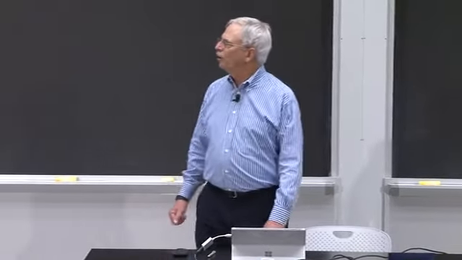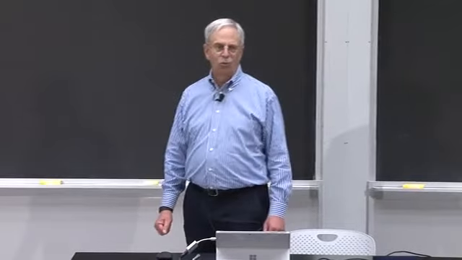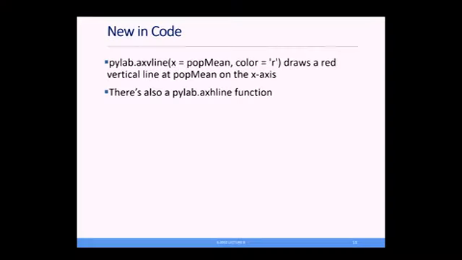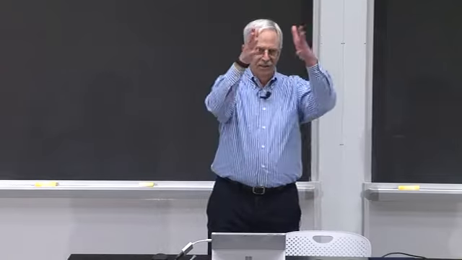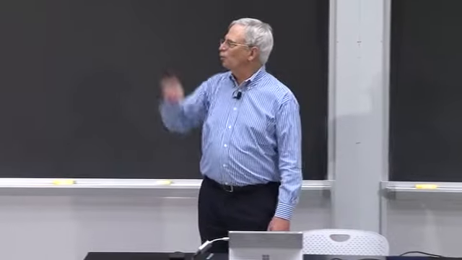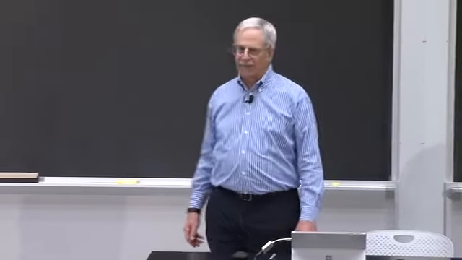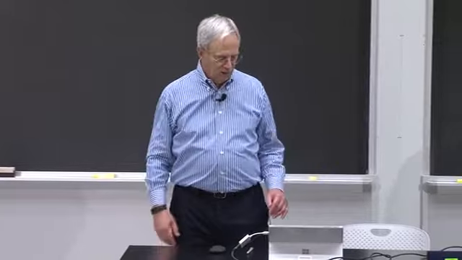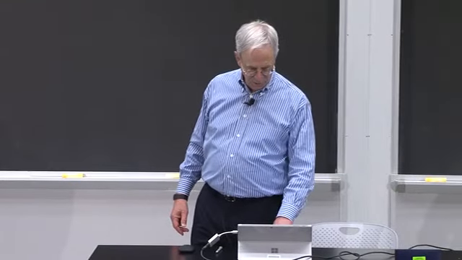Again, I'm not going to go over the code. There's something in that code as well that we haven't seen before, and that's the ax.vline plotting command, V for vertical. It just, in this case, will draw a red line, because I said the color is R, at population mean on the x-axis, so just a vertical line. So that'll just show us where the mean is. If we wanted to draw a horizontal line, we'd use ax.hline. Just showing you a couple of useful functions.